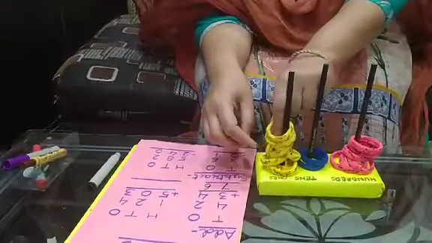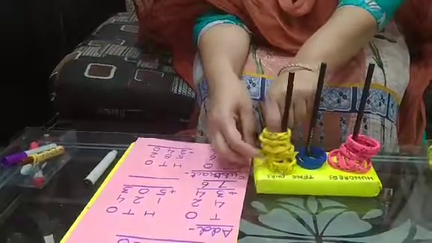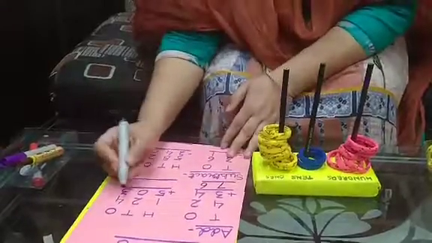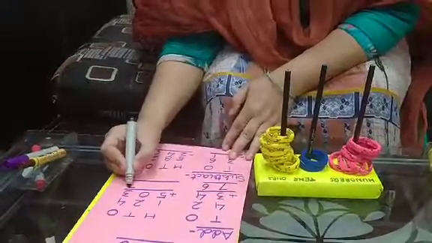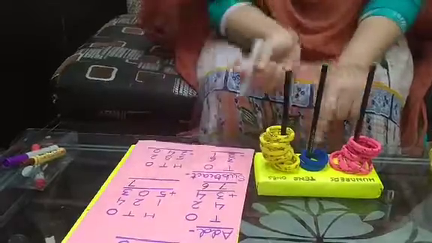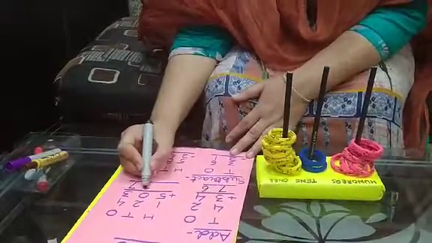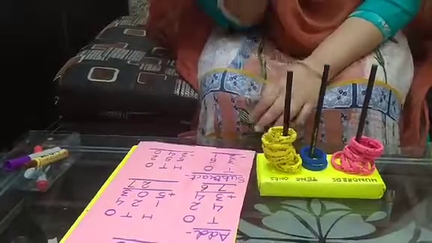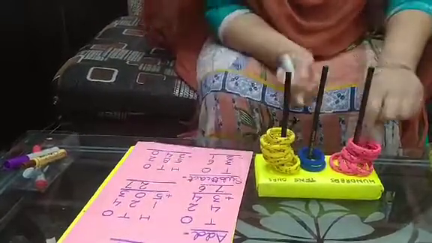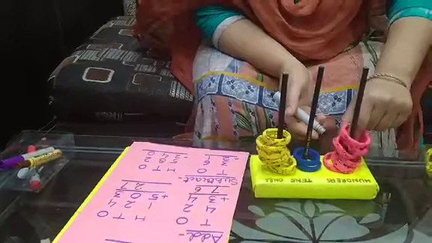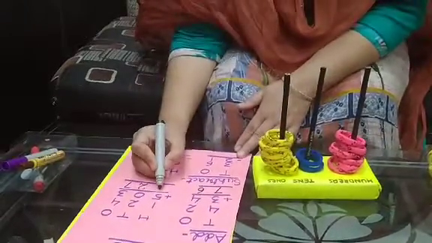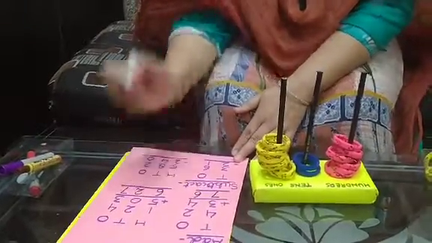How many bands are here? 1, 2, 3, 4, 5, 6, 7. So, 4 plus 3 is 7. We have 7 ones. How many tens? 2 tens. Because 2 plus 0 is 2. And how many hundreds? How many are here? 1, 2, 3, 4, 5, 6. So, we got 6 here.